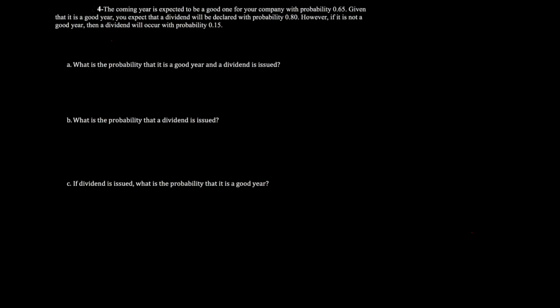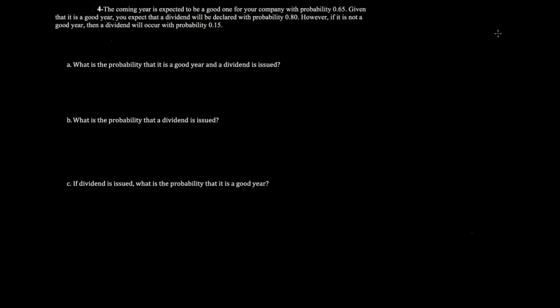So now let's do a probability problem. The coming year is expected to be a good one for your company with a probability of 65%. Given that it is a good year, you expect that a dividend will be declared with a probability of 80%. However, if it is not a good year, then a dividend will occur with a probability of 15%.